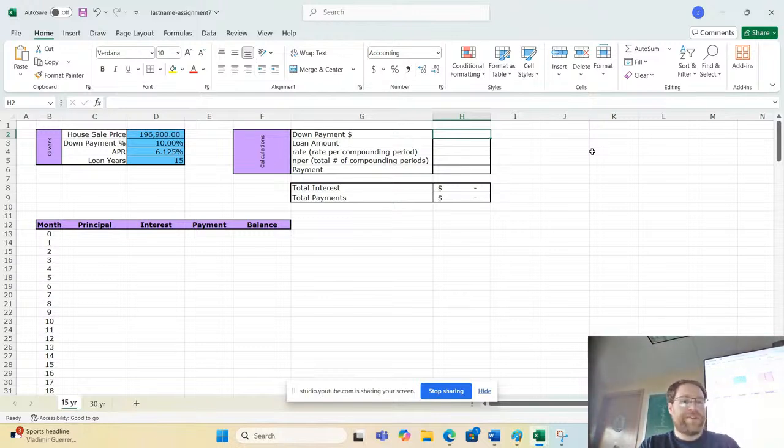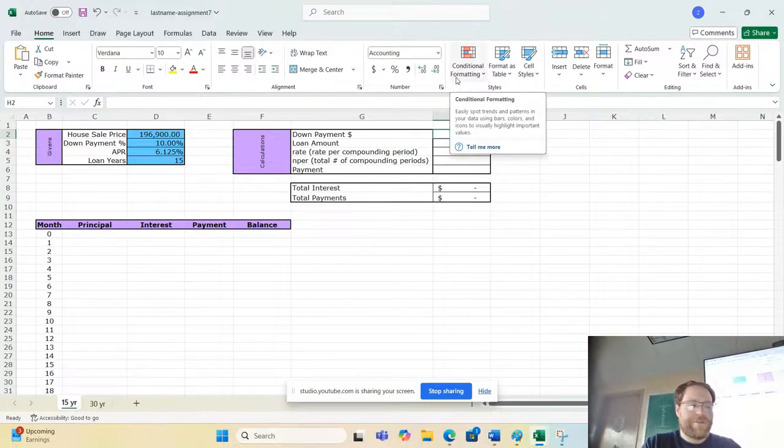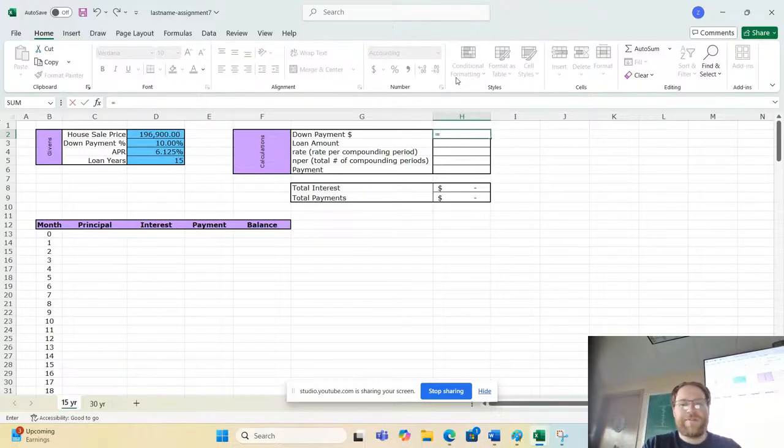So that's step one, entering the values for the house sale price, down payment percentage, and the APR in the blue boxes. The 15 or 30 will be provided for you. Step two, in cell H2, enter a formula to compute the amount of the down payment. That will be equal to the house sale price, D2, times the down payment percentage, D3, to get 19,690.